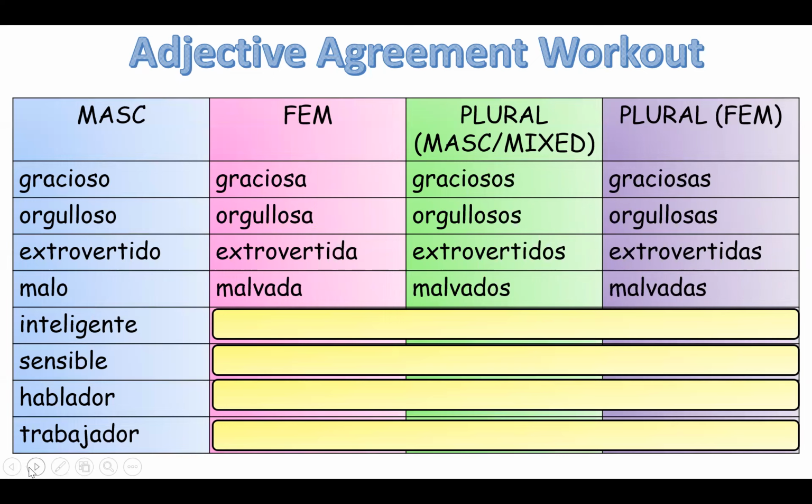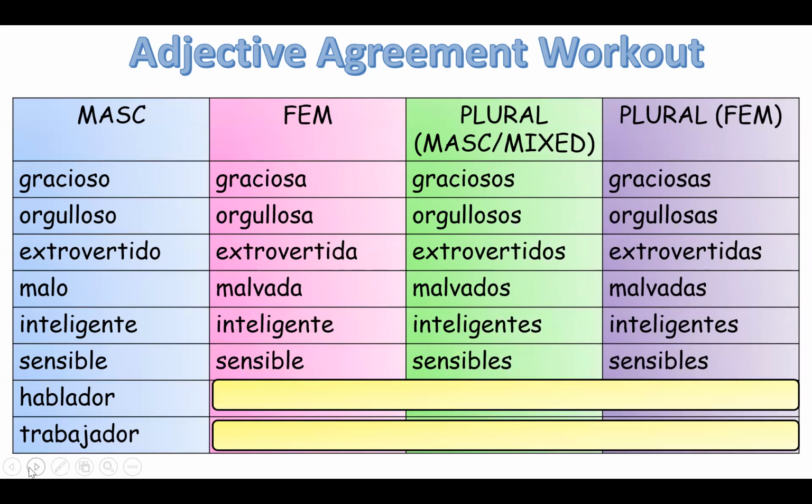Let's take a look then at inteligente and sensible. You'll see for these, they follow very similar rules, where the E doesn't change in its feminine format, but then you have a lovely S added on for the plural format. The same happens in sensible.